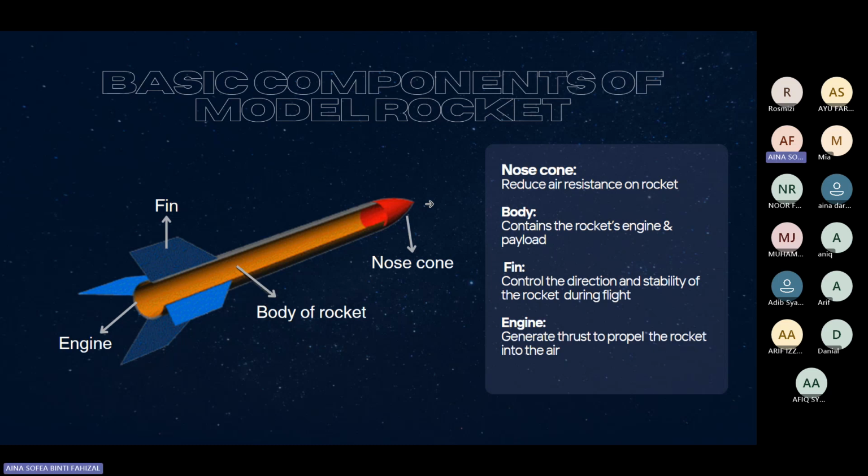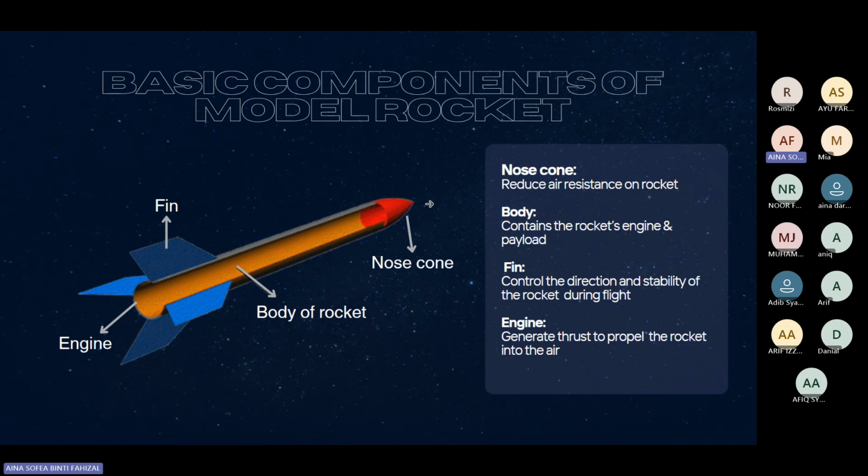And then next we have the fin. The fin controls the direction and also the stability of the rocket during flight, meaning that the fin helps the rocket go upward instead of going unstable and haywire everywhere. The fin produces stability to make sure that your rocket goes upward and can reach the altitude that you want. And then the last one is the engine.